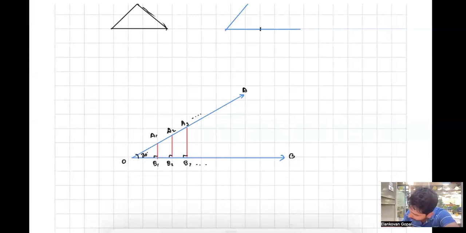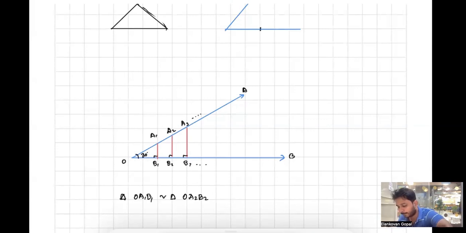So this triangle especially, triangle OA1B1, is it similar to triangle OA2B2? Do you think? Yes. So this will be similar to all other triangles. Instead of O, A2 and B2, if I take triangle O, A3 and B3, still this will be a similar triangle, correct?